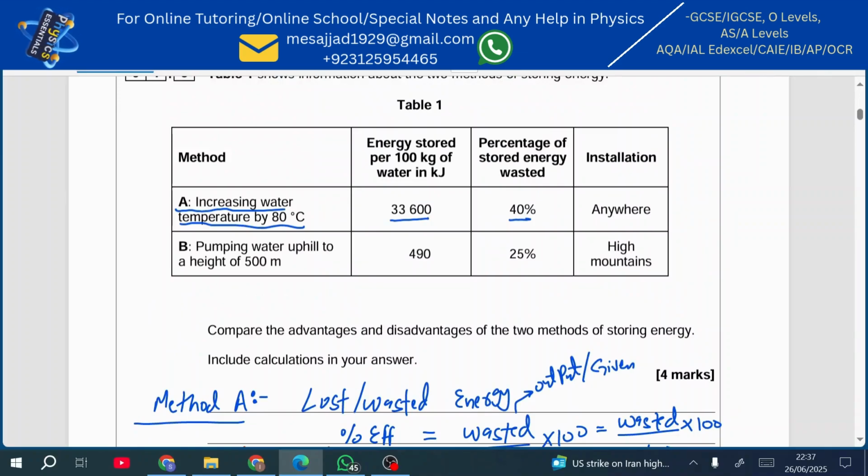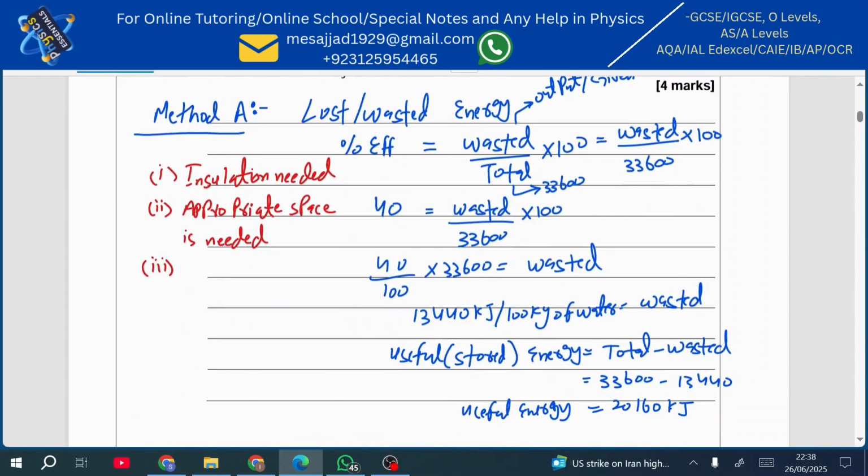you can see that the amount of energy that is stored in the water is much more than in method B, because in method B the total amount of energy is only 490, but in method A you have a huge amount of energy. So the advantage is more heat energy is stored in water than method B.